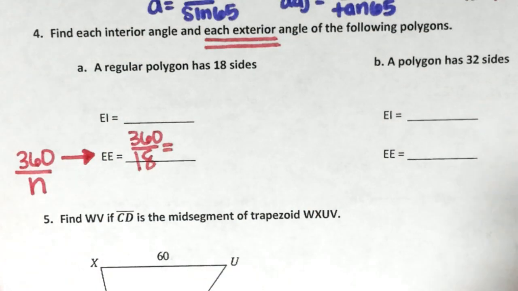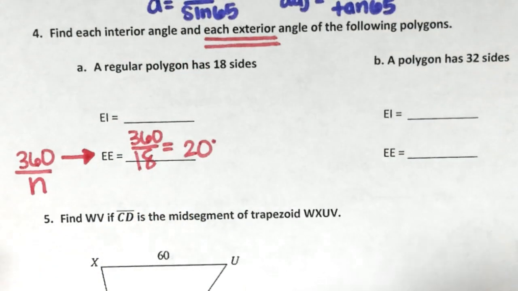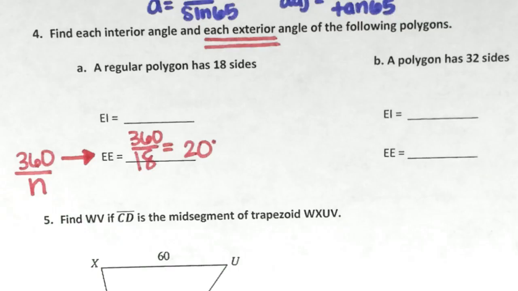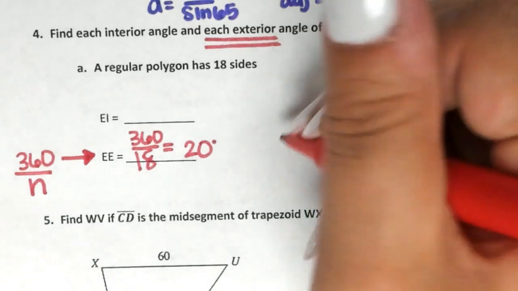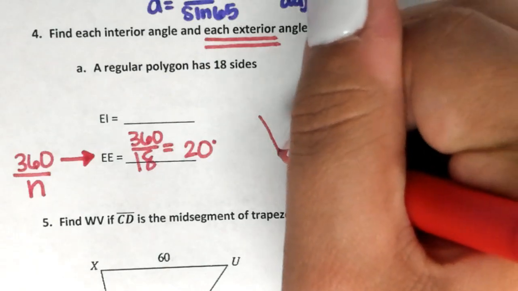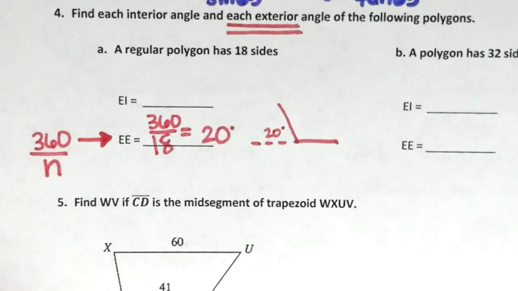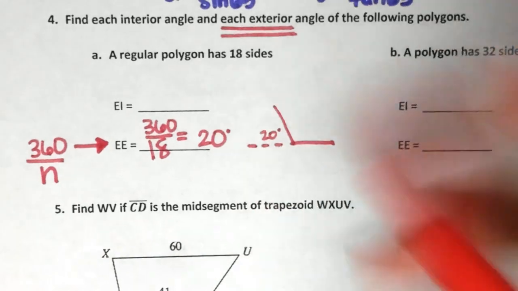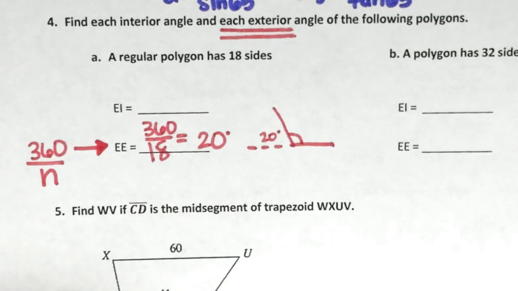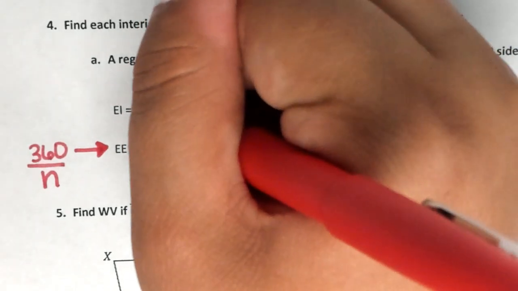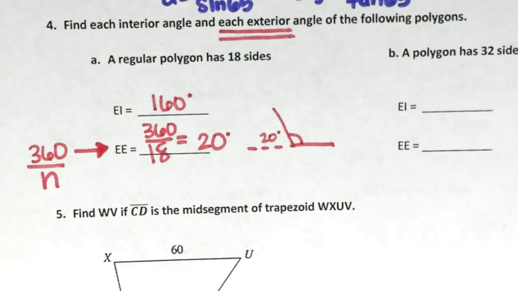18. That's it. Now, EI. If I have an exterior angle that's 20 degrees, how can I find this interior angle? So what's 180 minus 20? So EI is 160.